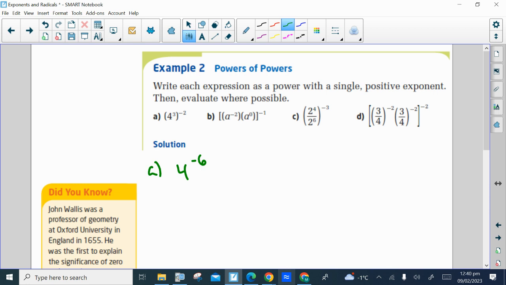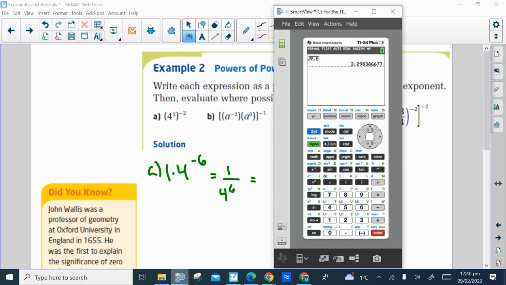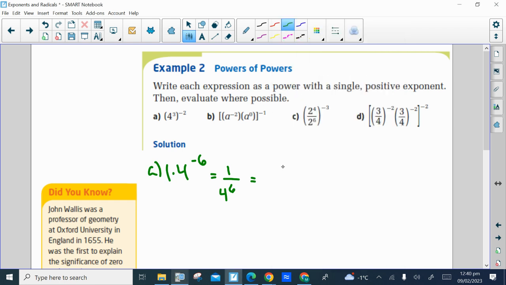Is that one done, Declan? Why not? Right? This is the same as 1 times 4 to the negative 6, and we do that because the 4 to the negative 6 has to move from the top to the bottom. We can't leave the top blank. We need something there, so that's where the 1 comes in. Now it does say evaluate where possible, so we could use our calculator to find out what 4 to the power 6 is. 4,096, and leave it like that. Okay?